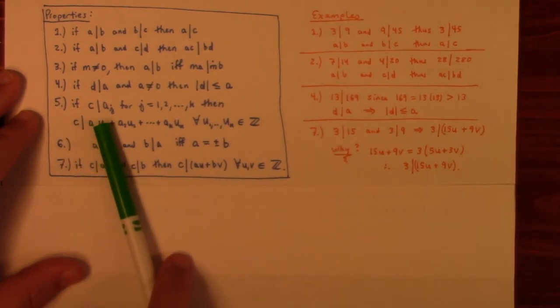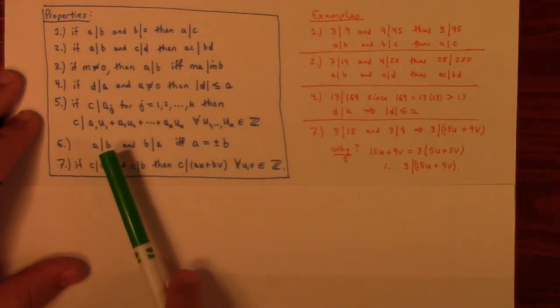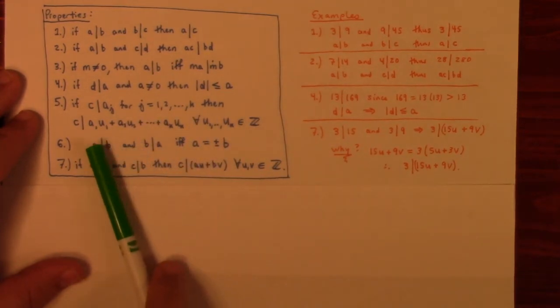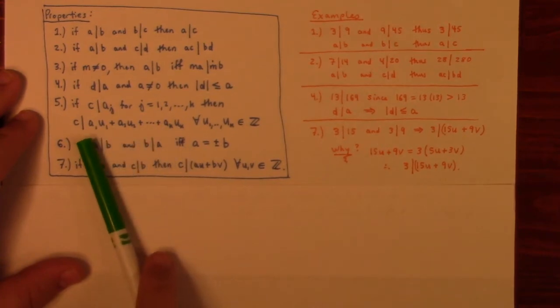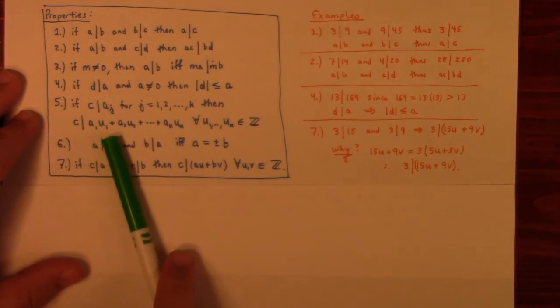5. If c divides a sub j for j equals 1, 2, and so forth, all the way out to k, then we have that c divides any integer linear combination of those a sub j's. All right.